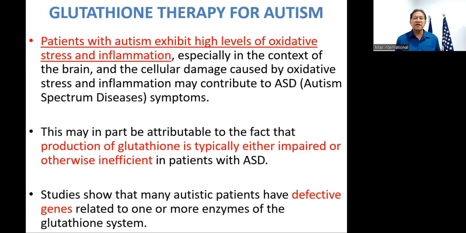We have always said that glutathione production is normally adequate until about age 20, then after that, as part of aging, it goes down. But in those with defective genes or other problems that impair glutathione production, that statement is not true anymore, right? Even though they are young, even though they are children, they are already deficient in glutathione.